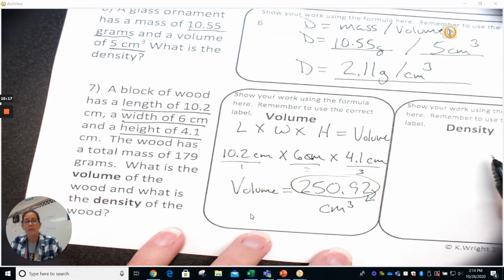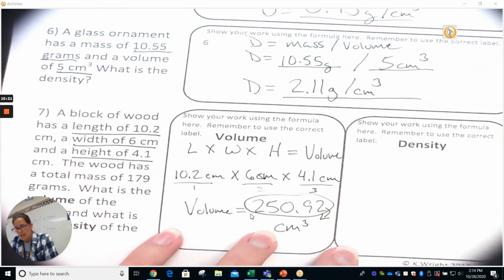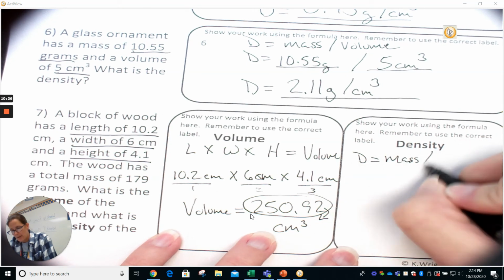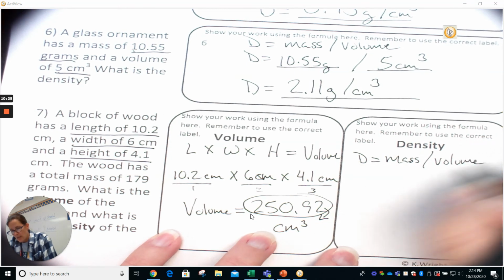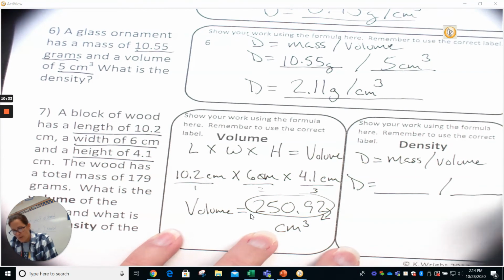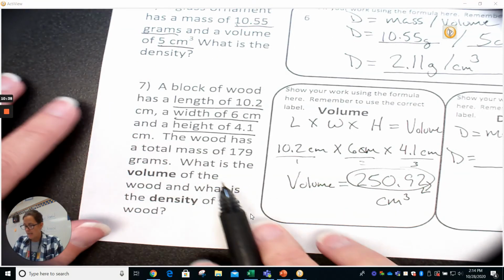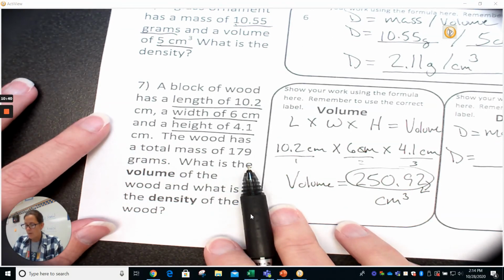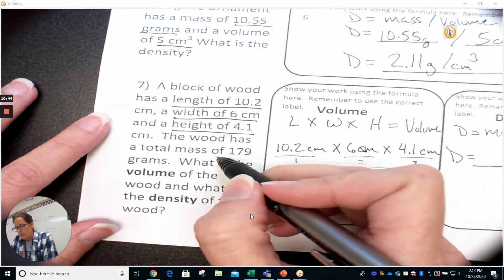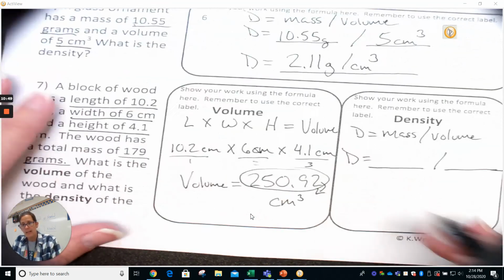Now we can figure out the density, and if you remember above, we're going to set this up just like we did before. Density equals mass divided by volume, and then D equals, here's just a spot for our mass and a spot for our volume. Okay, let's come back over here to the question. It says the wood has a total mass of 179 grams. Okay, so there's our 179 grams. That is our mass. So I will write that right here.